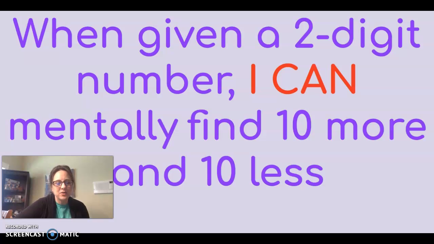And we have a new learning objective, and I'm going to just read that with you really quickly. When given a two-digit number, that means the number has two numbers inside of it, I can mentally find 10 more or 10 less. And remember, mentally means you can visualize it in your head like a movie without having to write anything down or count with your fingers or anything. We're just thinking about the answer in our head. So when given a two-digit number, I can mentally find 10 more or 10 less.